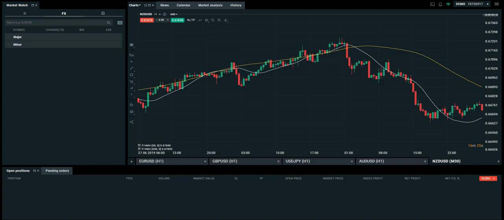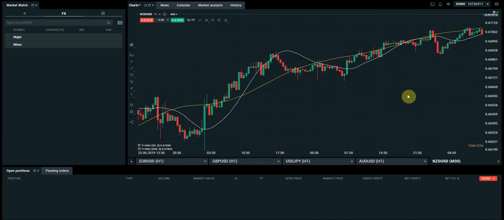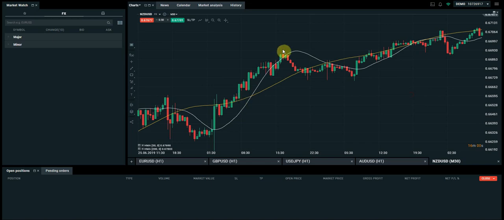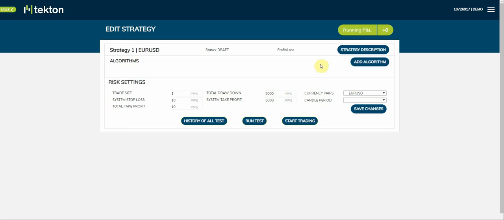So the rules are very simple. When the moving average hull 50 crosses below the 200, we're going to sell, and when it crosses from below to above, we're going to buy. And that's as simple as it is. So we click here, Add Algorithm.